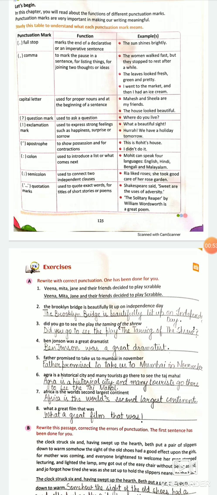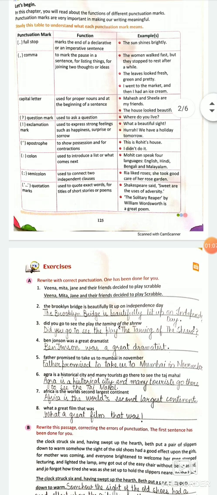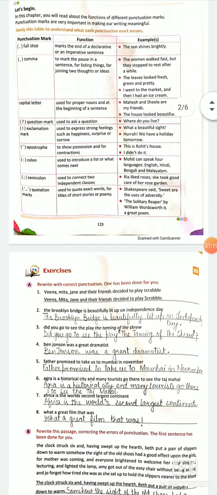The second punctuation mark is a comma. Commas are used to mark a pause. Pause means when we have to stop for a fraction of a second. Like for a few seconds when we want to stop, we use a comma. So when we are listing different things, for example, I'm writing, I went to the market and brought apples, mangoes, bananas, kiwis, oranges. When I'm listing different things, I'm going to separate them with the help of a comma.